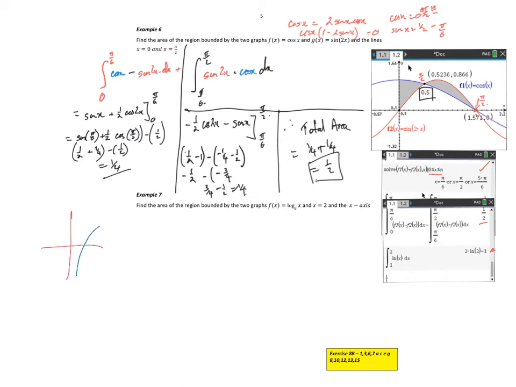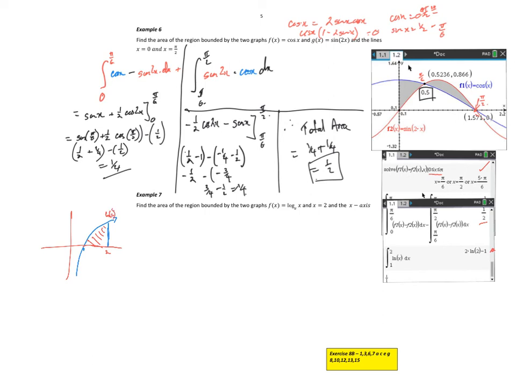log function. Hopefully we're pretty comfortable with our log function. That's one. And there's 2. So let's think about, so we want that area there. So that's 1, that's 2, that's natural log of 2.